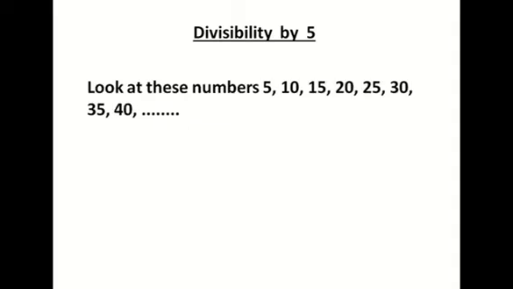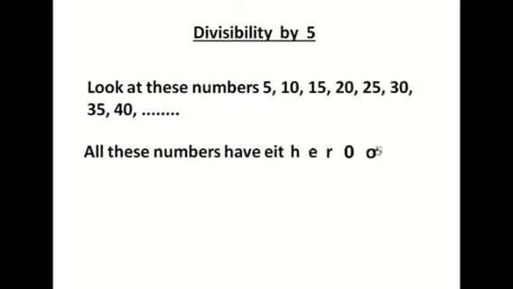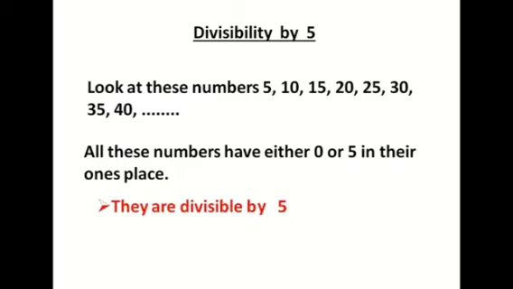Now I want to discuss the divisibility rule for 5. Look at the numbers here: 5, 10, 15, 20, 25, 30, 35, 40. All these numbers have either 0 or 5 in the ones place. So what do you think about the divisibility rule for 5? Without any confusion, you can tell that these numbers are divisible by 5. They all are divisible by 5. So the numbers having 0 or 5 in the ones place are divisible by 5.